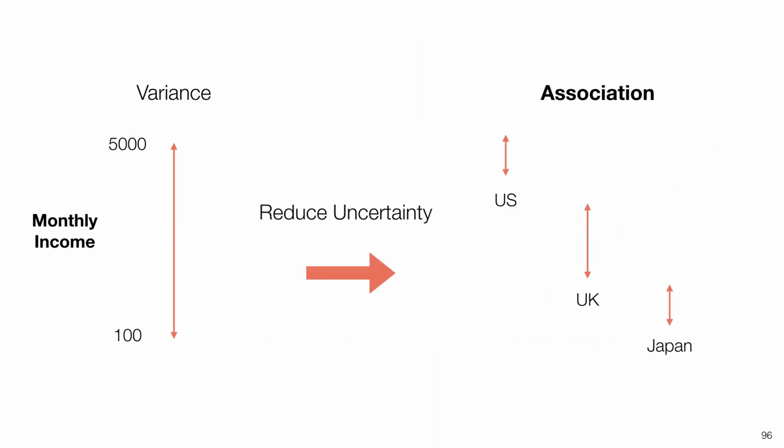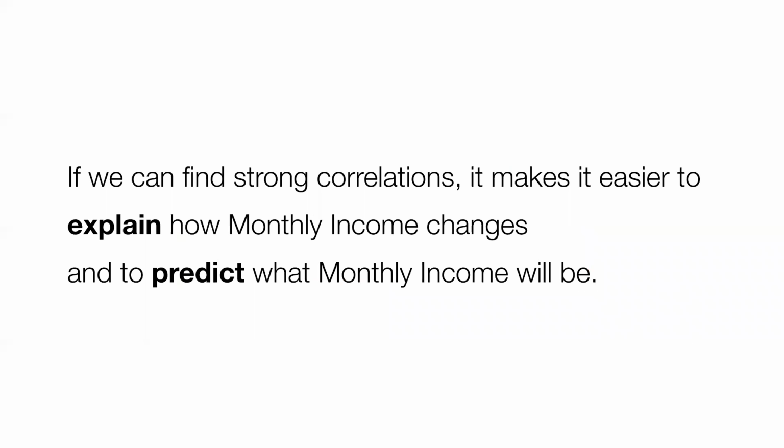And association is the same as well. When the category changes, in this case country, the range or variance of the monthly income is also easier to predict, because the US should be higher and Japan is kind of lower or something like that. So if we can find strong correlations or associations, it makes it easier to explain how monthly income changes, and easier to predict what monthly income will be based on the given variable values.